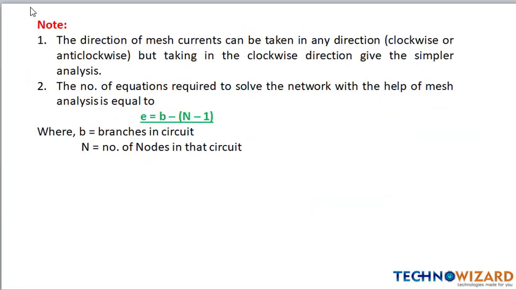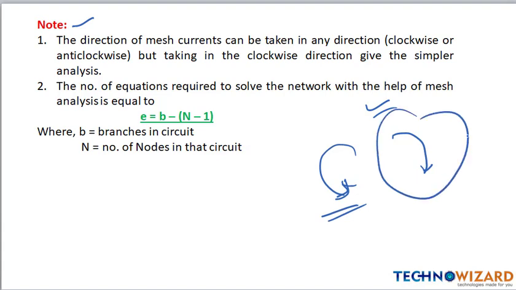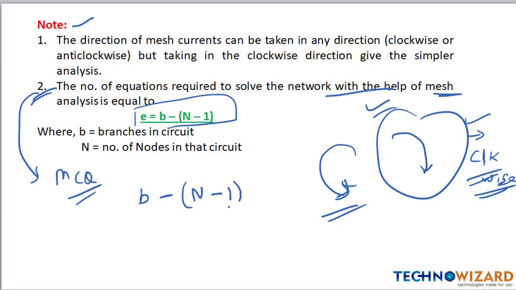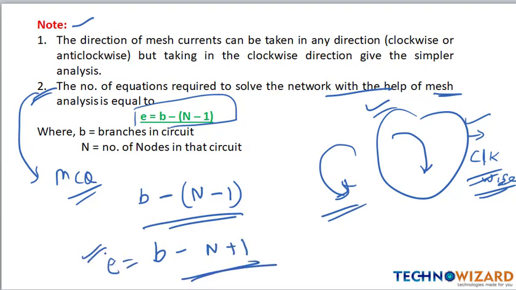Now note, first of all, we have to remember this. First, the direction of mesh current can be taken clockwise or anti-clockwise. This is our choice, but by default we will take the direction of current as clockwise. Remember this: in each question I will take the direction as clockwise. Second, the number of equations. This point can be framed as an MCQ for ISRO. The number of equations required to solve the network with the help of mesh analysis is E equal to the number of branches minus the number of nodes in the circuit minus 1, or we can write this as B minus N plus 1. This is the number of equations that can be solved with the help of mesh analysis.